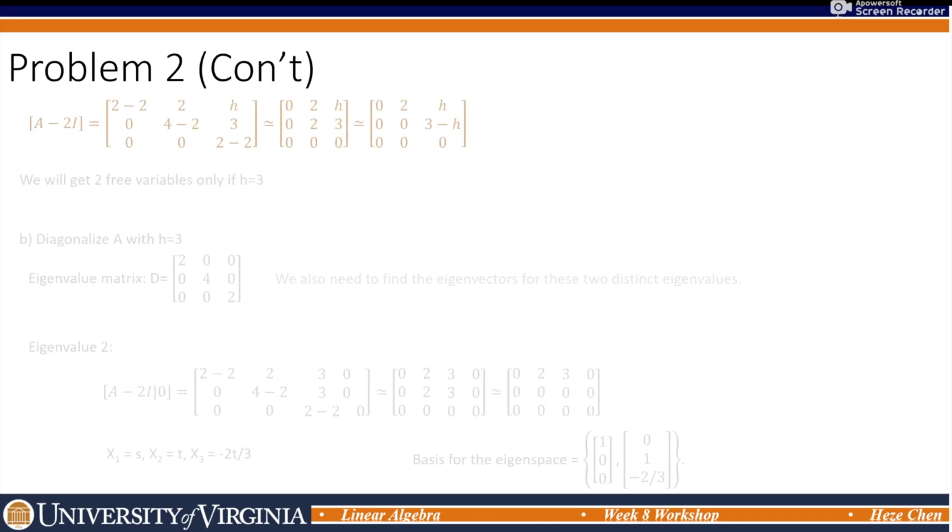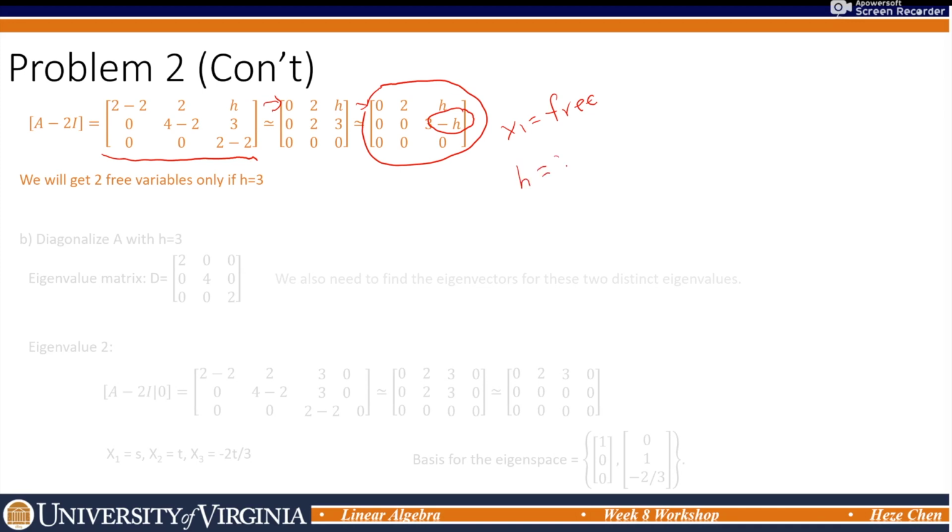When we try to solve for A minus 2 times the identity matrix, we will have this 3x3 matrix, and then we do the Gaussian elimination. We will get this 3x3 matrix. Our goal is to get 2 free variables. We know x1 can be free, and if we have 2 rows of zeros, which means 3 minus h is equal to 0, then we should have 2 free variables, so h has to be equal to 3.